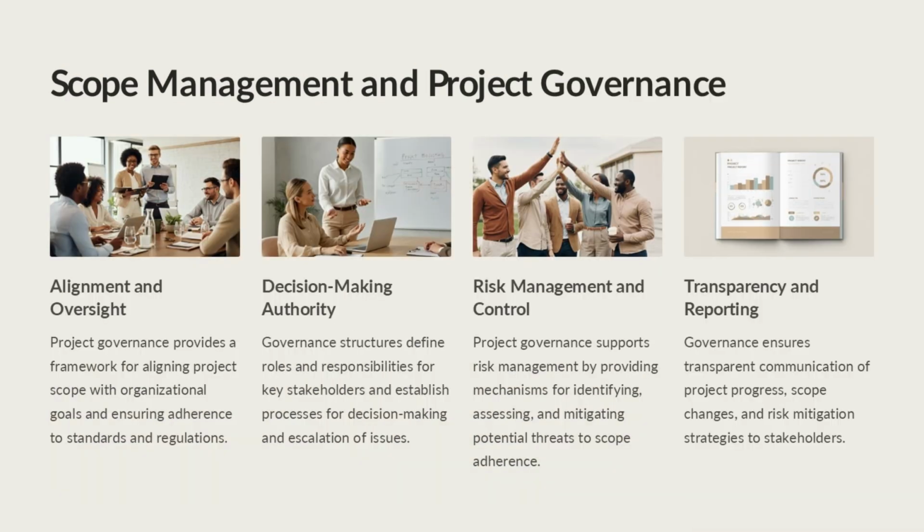Project governance provides a framework to align project scope with organizational goals and ensure adherence to standards and regulations. Governance structures define roles and responsibilities for key stakeholders and establish processes for decision-making and escalation of issues. Governance supports risk management by providing mechanisms to identify, assess, and mitigate potential threats to scope adherence. Governance ensures transparent communication of project progress, scope changes, and risk mitigation strategies to stakeholders.